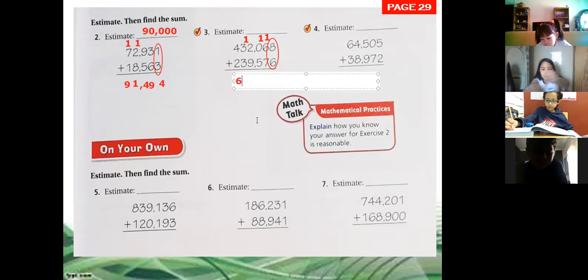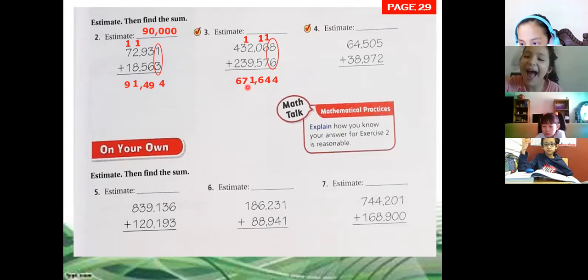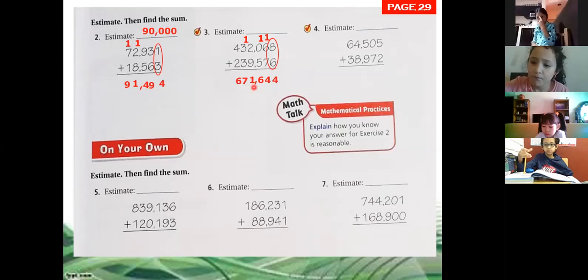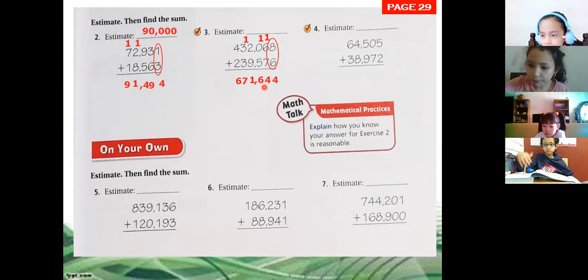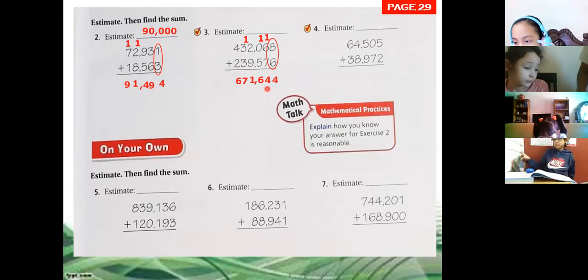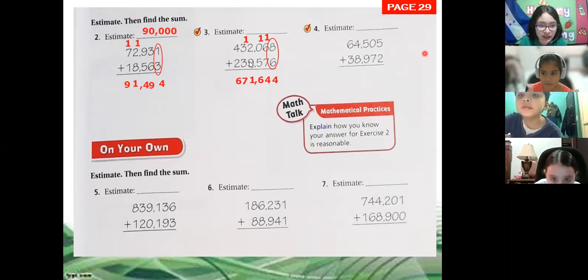That's right, 6. Now, how do you read this number in English, the complete number? 671,644. Excellent. That's right, Gabriela. Excellent. What do we have to put? An estimate. Oh, we forgot the estimate.